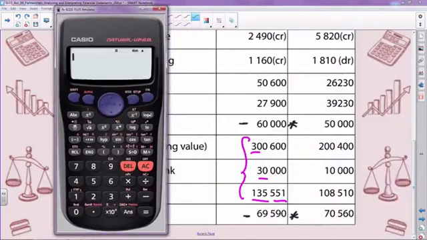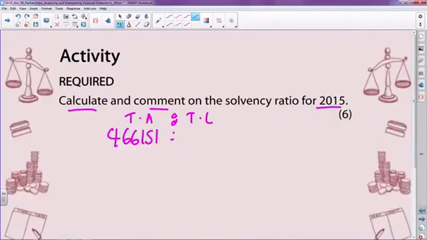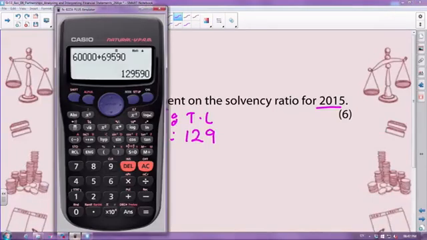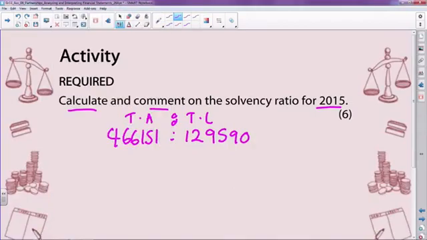Okay, so I've got an amount of 60,000 plus 69,590, and that gives me a total of 129,590. So let's take that through. Okay, so it was an amount of 129,590. Just pull up the calculator again. Right, now that we've got our total assets and our total liabilities, let's now calculate the ratio.